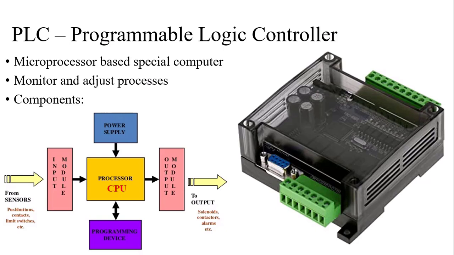Very fine. It is having one input module, one output module. There's one power supply, there's a programming device. Fine. So the input module is from the sensors, correct? From the sensors in the machine. I told you there are feedback devices which are called the sensors.